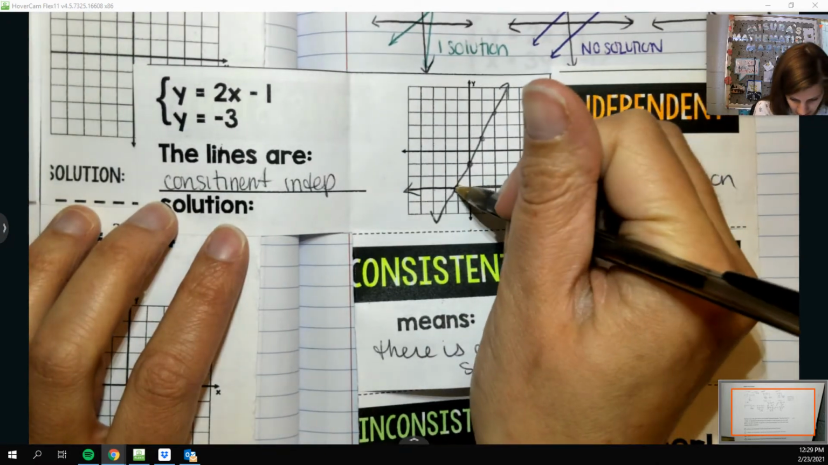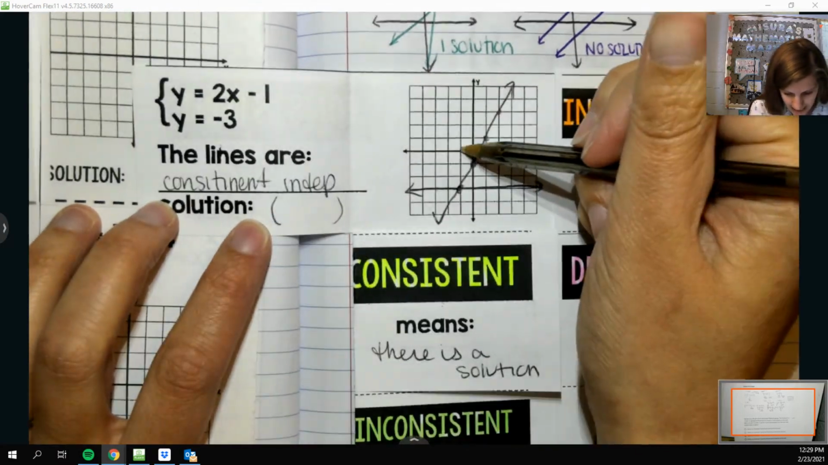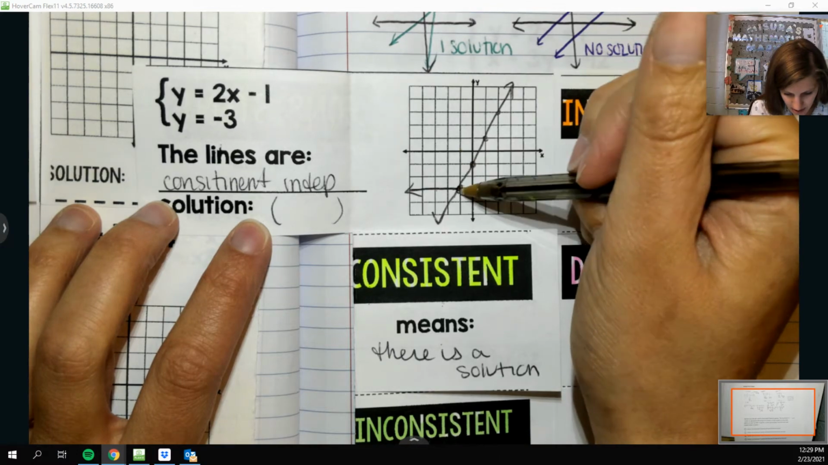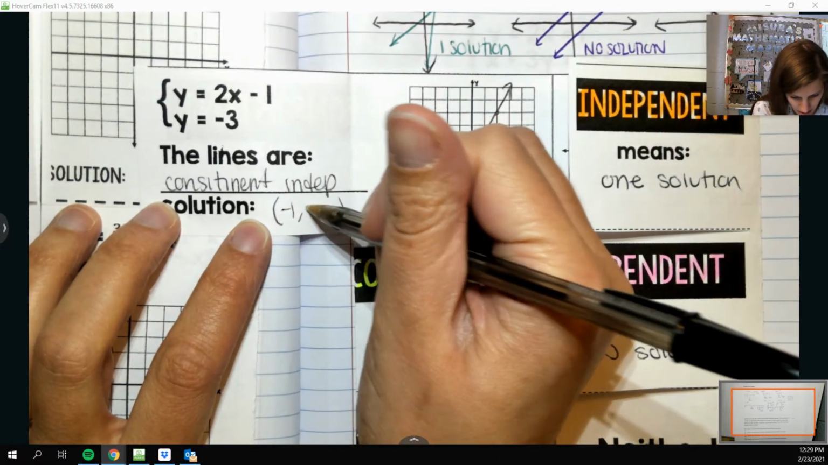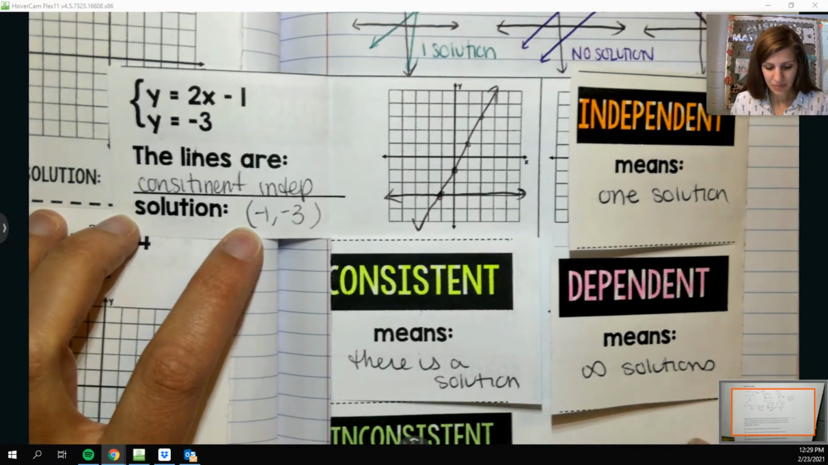And the solution is right here where they cross, which is at x comma y, and it's like -1 comma -3. So that is exactly where your solution is.